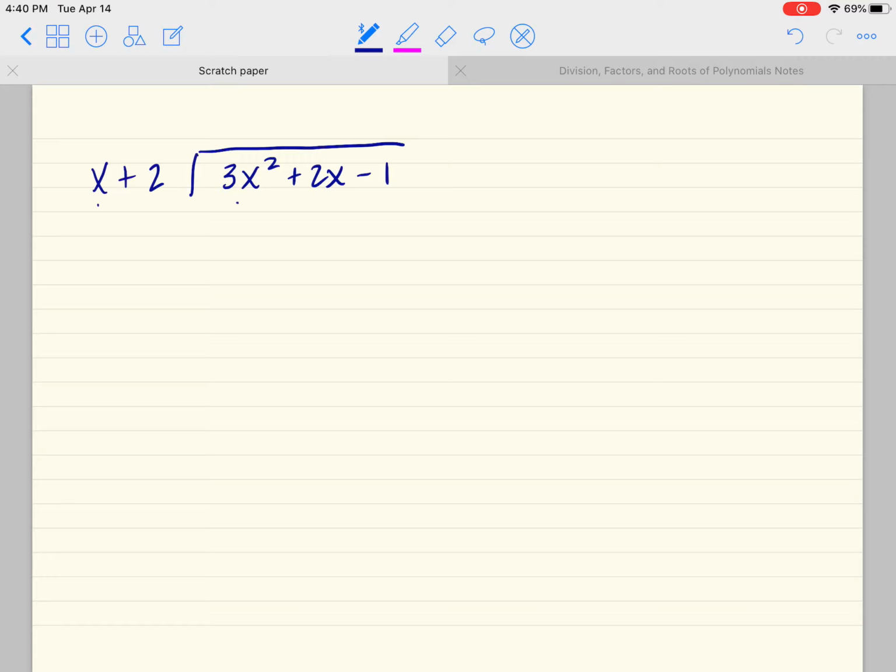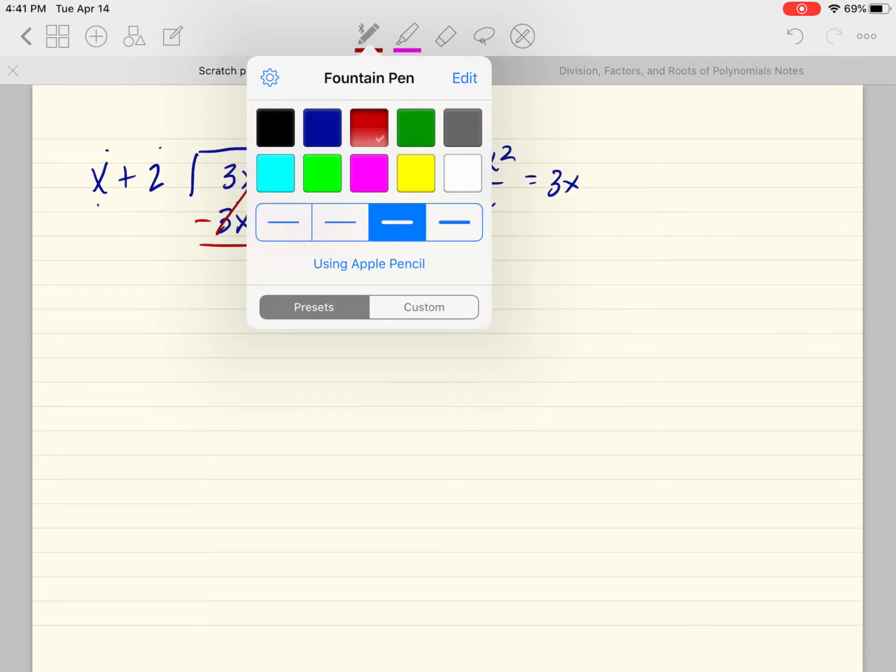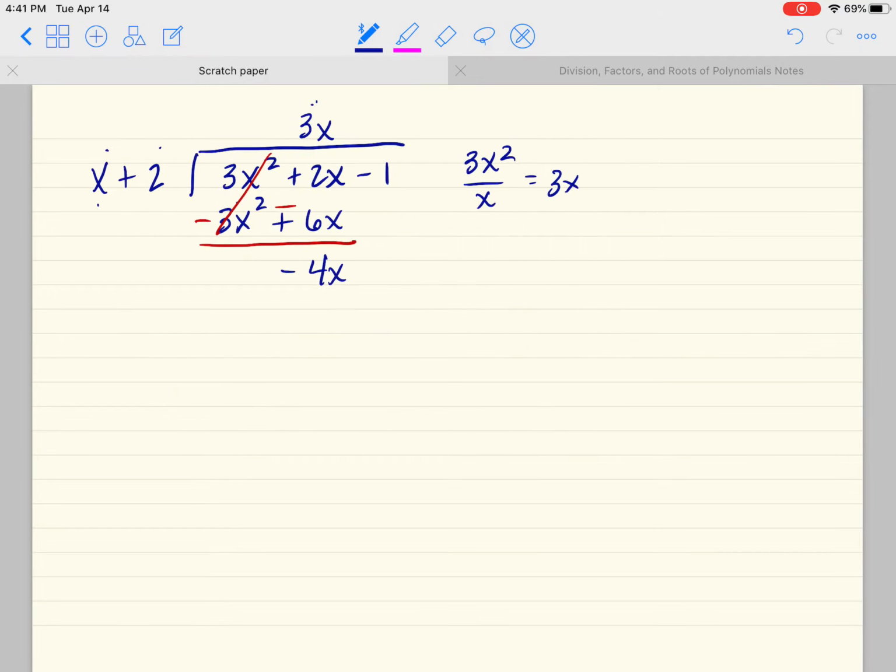If I was going to use long division, it's good for you to see it again. I'm going to start by dividing my first term by my first term. So 3x squared divided by x leaves me a 3 and an x. So 3x goes here, and then I multiply. 3x times x is 3x squared. 3x times 2 is going to give me a positive 6x. Now I have to subtract, so these will cancel. 2 minus the 6 is going to leave me a negative 4x. I'm going to bring down my minus 1 and do it again.